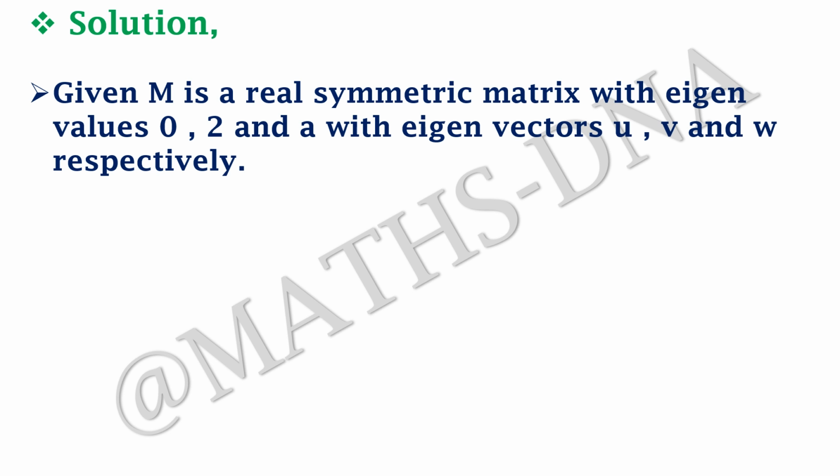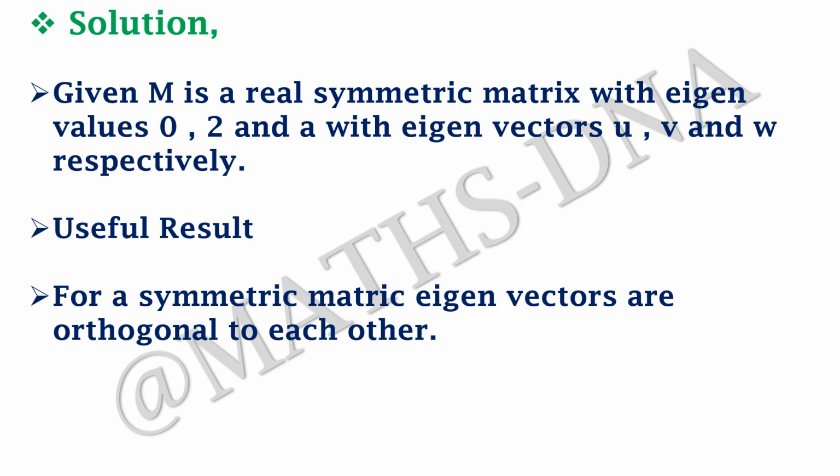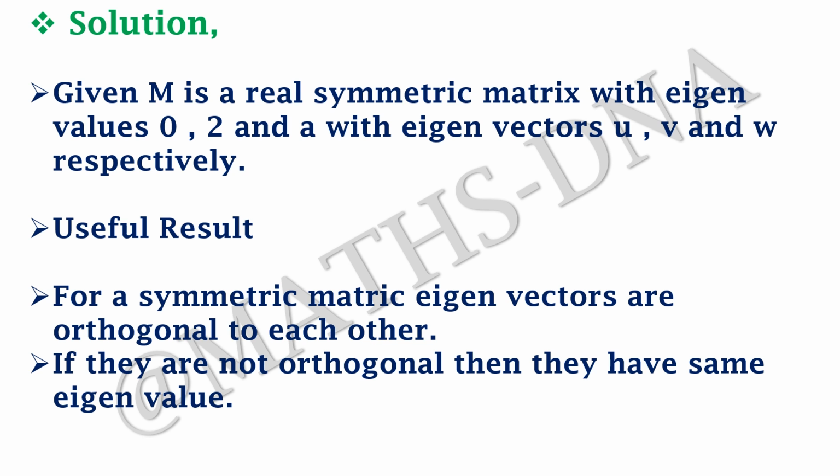But before that, we need to go through some results. Firstly, it is given to us that M is a real symmetric matrix with eigenvalues 0, 2 and a, and the eigenvectors are u, v and w respectively. The result is, for a symmetric matrix, eigenvectors are orthogonal to each other, and if they are not orthogonal to each other, then they have the same eigenvalue. Now this result will be very useful.